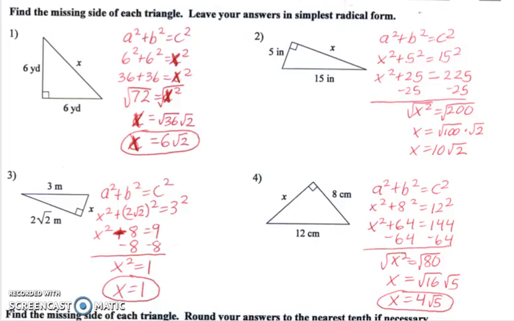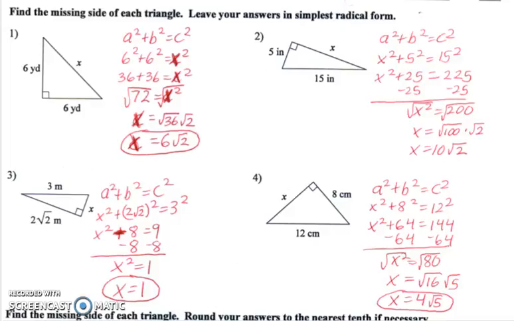On side 8, when we're doing number 3 and 4, we're using the Pythagorean theorem of a squared plus b squared equals c squared. We're finding the missing side of each triangle, and with the part that says leave your answer in simplest radical form. So number 4, you can go ahead and make that as a decimal. Same thing with number 1 and number 2.